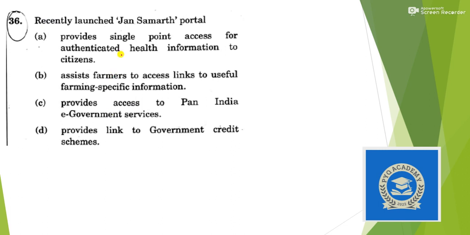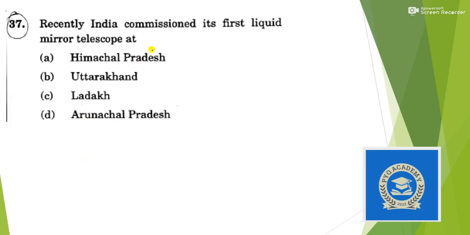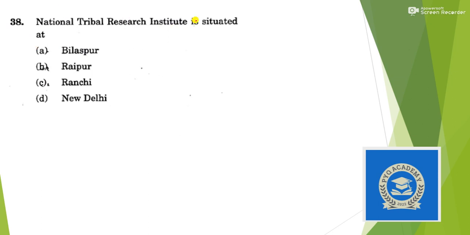Next, the recently launched Jan Samarth portal. It is very easy. It provides a link to government credit schemes. Option D. Recently India commissioned its first liquid mirror telescope. Again an easy question. It is in Nainital, Uttarakhand. Option B. Next, the National Tribal Research Center is situated in New Delhi. Option D.